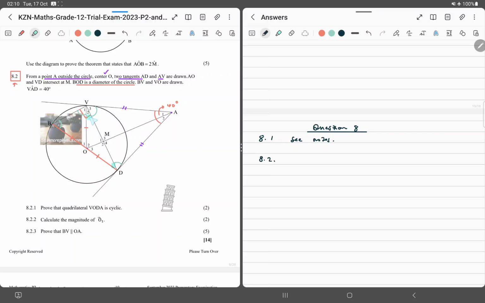That angle is equal to that one. Can you see? Because that is also an isosceles triangle.